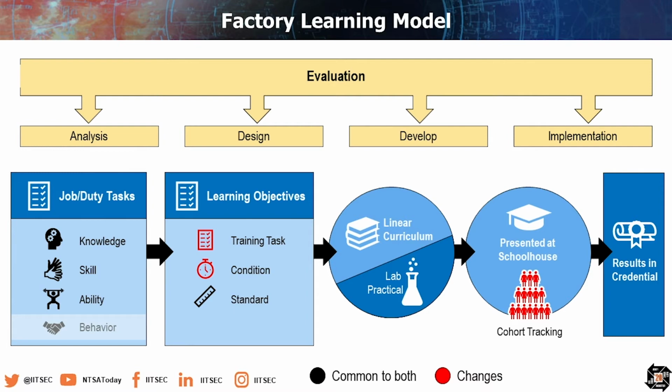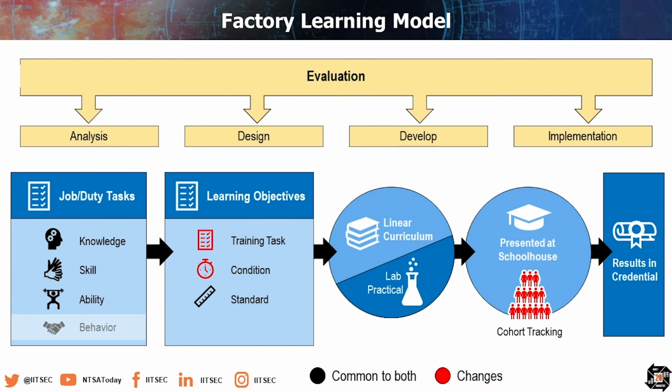And the way that we build these for the military is we start with a job duty task analysis that talks about the knowledge, skills, abilities, and behaviors that you need to do a job. And we break these down into what we call training tasks, which are then combined with conditions and standards to create learning objectives. Those learning objectives are arranged into a linear curriculum that may or may not include a lab practical. It's presented at a schoolhouse, and then we do cohort tracking, and if you get your 80% by the end, then it results in a credential. This is the factory model.